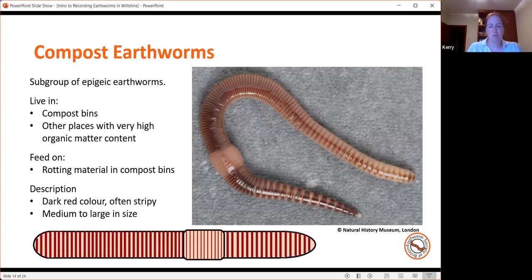Occasionally you can get them sort of outside of compost bins, but it is very rare. Generally they are just found in compost bins or in piles of grass clippings. And so they're feeding on really, really nutrient rich substrates. And they are sort of medium in size and usually have kind of dark and pale stripes.